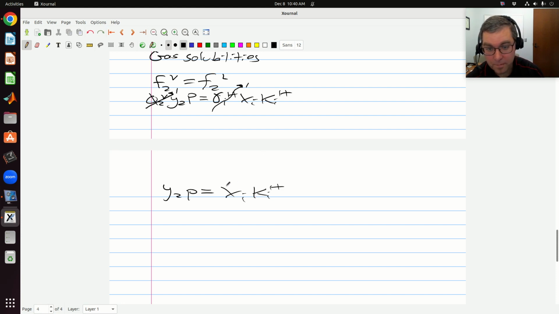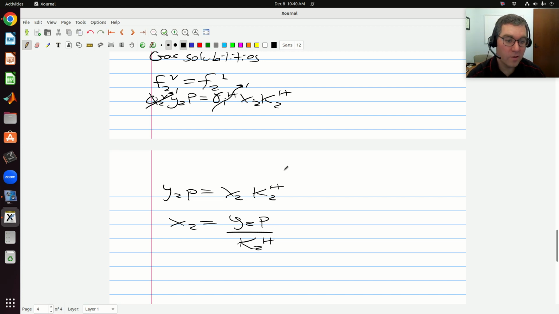Oh, and this is not x_i and K_i. I've got to write down component 2, x2 and K2. All right, so the first thing I'm going to do is an aside. If I solve for x2, x2 is equal to y2 P over K2H. Now K2H is a property of the solute and solvent. It's going to be a function of temperature.